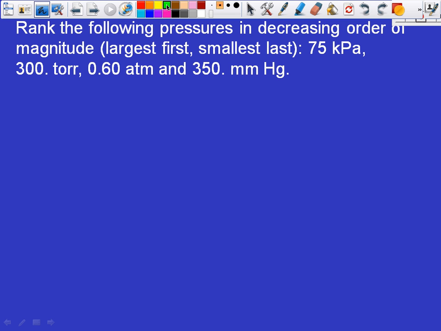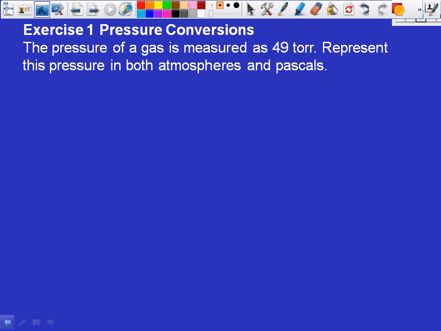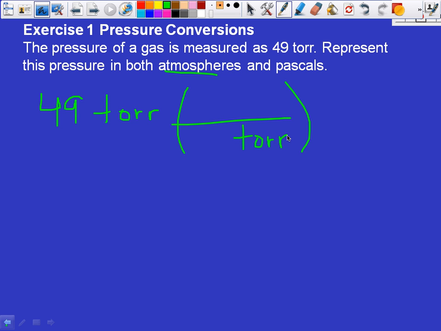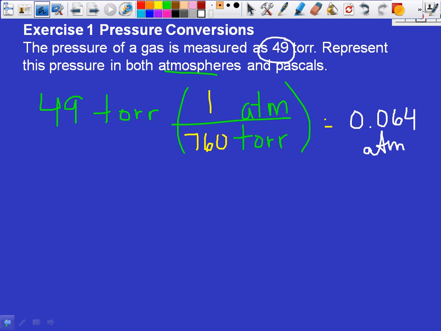All right, so we know that we have 49 torr. And just set it up like a unit cancellation. I'm going to go to atmospheres first. Well, if torr is on top, torr has to be on bottom. And then I can go to ATMs. But remember, what's your conversion factor? In 1 ATM, there are 760 torr, which will end up giving you a correct answer of, now there's two sig figs, let's keep that in mind, 0.0064 atmospheres. All right, so that's the first one.